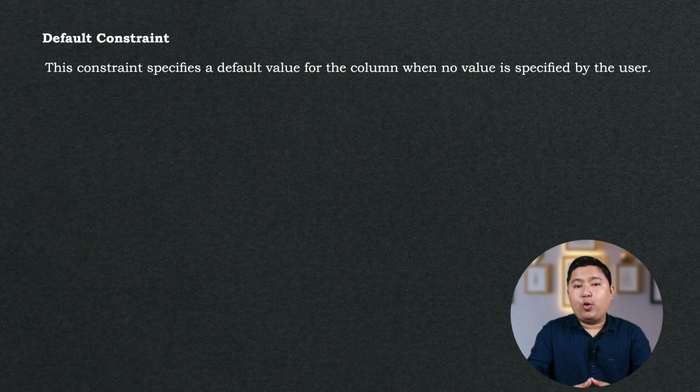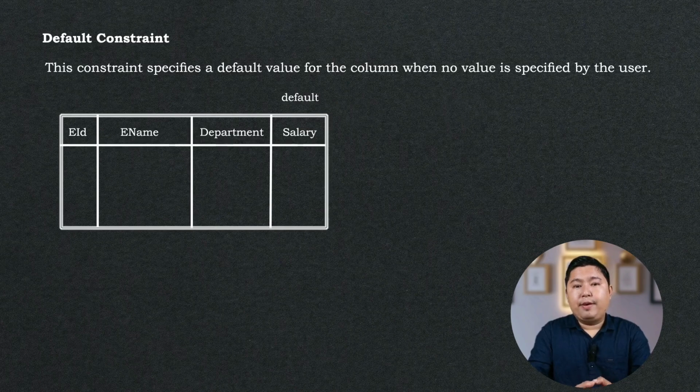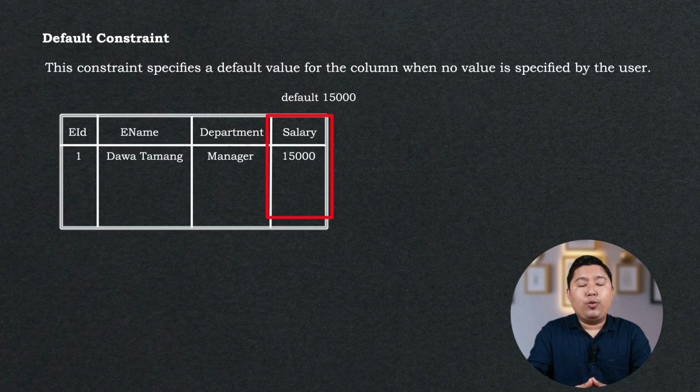Let's suppose we have 4 columns: employee ID, employee name, department and salary. I made the salary column as a default and gave the value 15,000. If you do not insert any value in the salary column, then by default 15,000 will be inserted into this column. If you do not specify any value in this column, then the default value will be inserted automatically. So this is the work of default constraint. Default constraint means to provide a default value. So now let me show you how to execute a default constraint query in a SQL database.